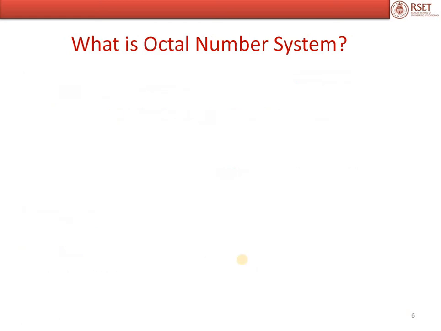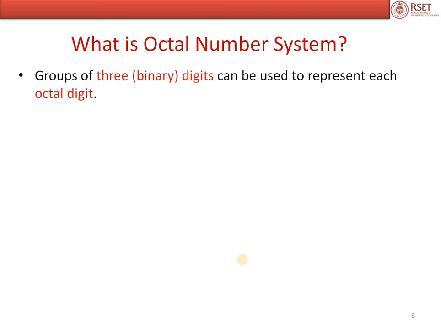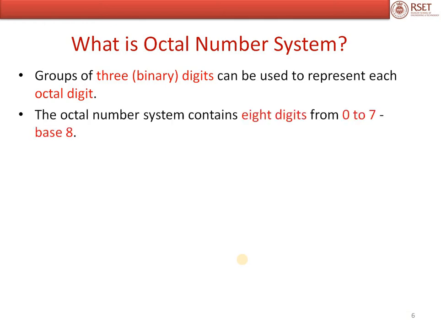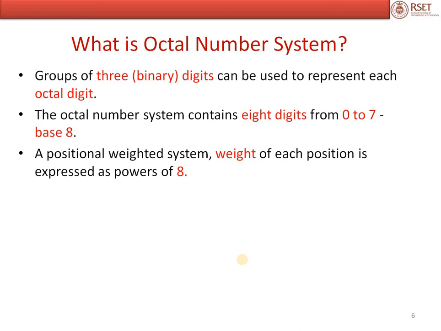Now, what is the octal number system? A group of 3 bits can be used to represent each octal digit, and it consists of 8 digits, 0 to 7, so its base is 8. The weight of each position is expressed as a power of 8. For example, this is an octal number and this 8 indicates its base. Its value always lies between 0 and 7.